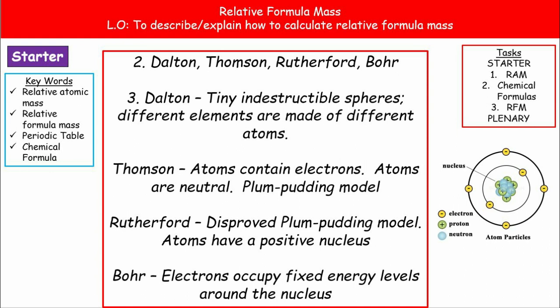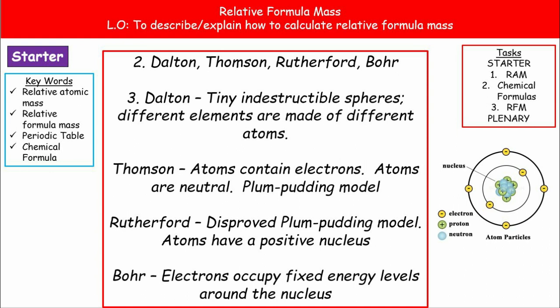The 4 scientists that were involved in coming up with our structure of the atom were Dalton, Thomson, Rutherford and Bohr. Give yourself a mark if you got all 4 right. And then the third question, what did they do? With Dalton, he said they were tiny indestructible spheres and different elements are made up of different atoms. Thomson said that atoms contain electrons, but the overall atom is neutral.